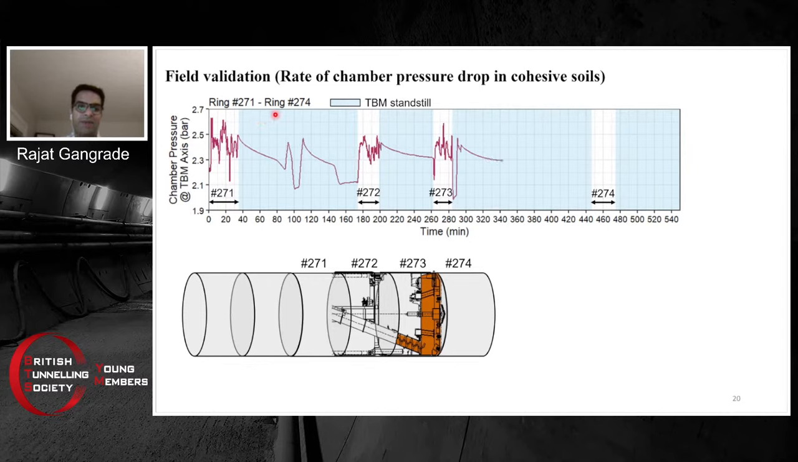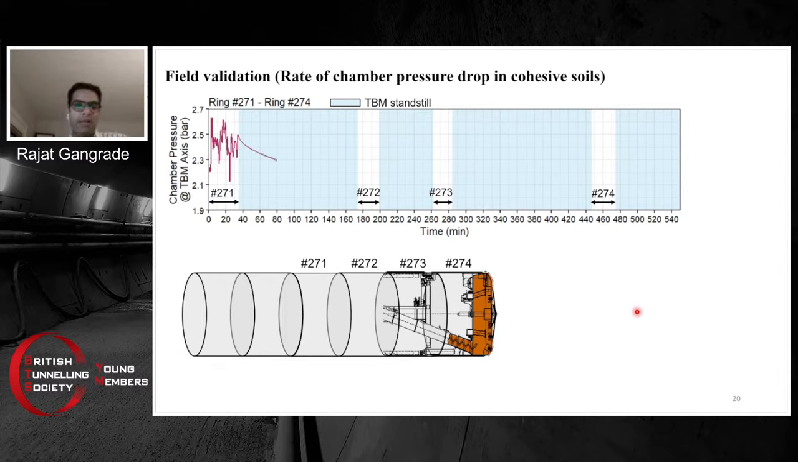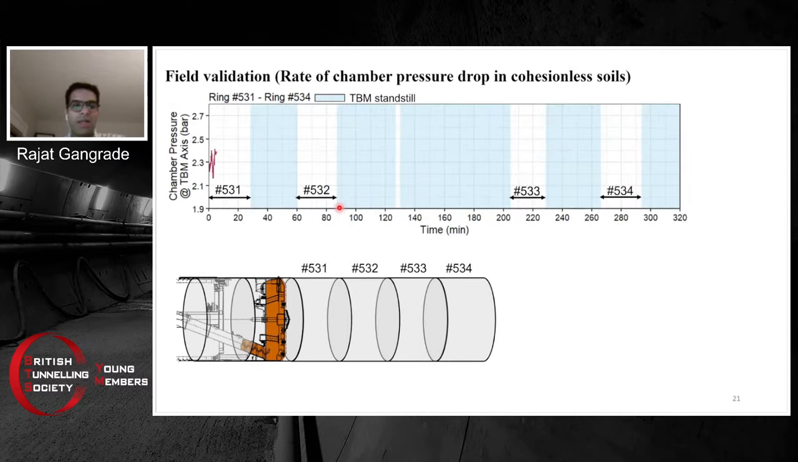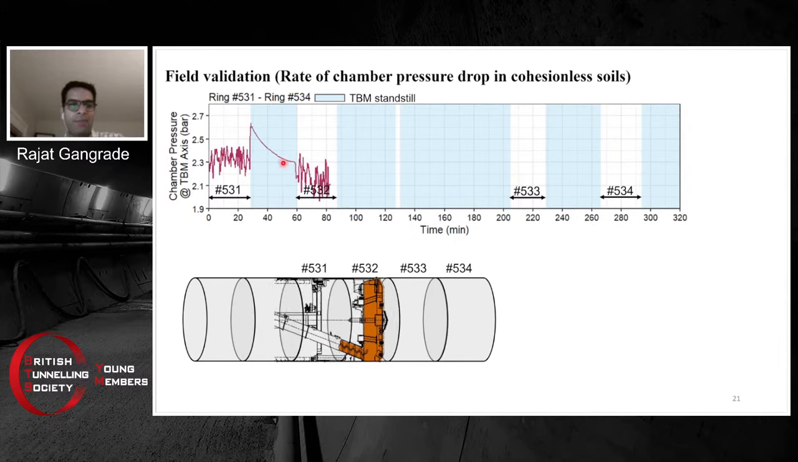These rings were excavated in cohesive soils, and that is why we see a pretty flat dissipation of chamber pressure compared to what we'll see in sands. So this is a good example of what we are looking at. We're looking at time on the x-axis and chamber pressure on the y-axis, and then we're quantifying the dissipation, or rate of dissipation, of chamber pressure. Again, in sands, you would see smaller bands of standstill, but higher pressure drops.